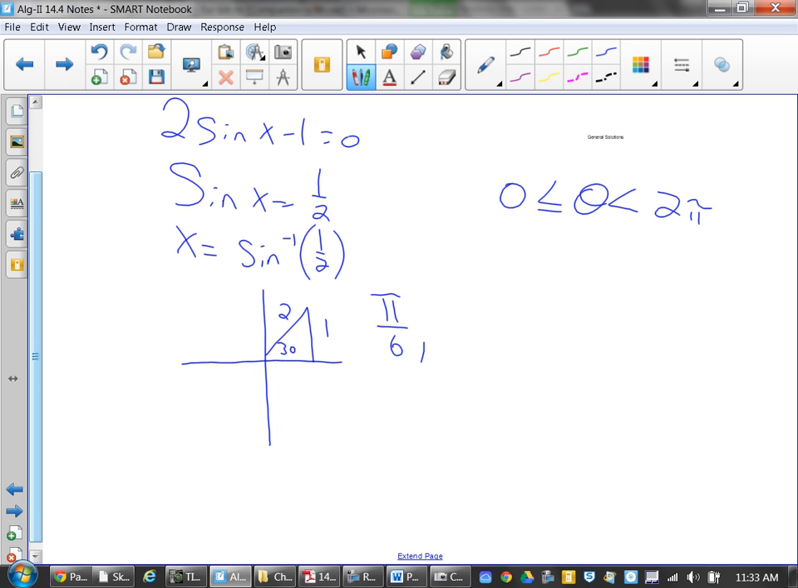So x would equal pi over 6. There's one angle that has a sine of 1/2. Where else is sine positive? The second quadrant, over here. So what's the angle here?